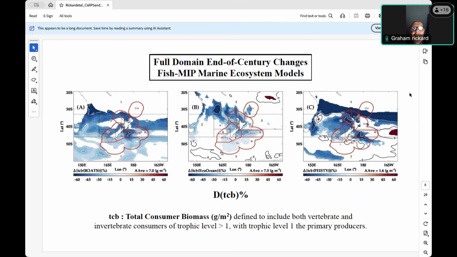So these are three examples of FishMIP models that we examined, and what we show here is what's called the total consumer biomass, which is just a measure of how much matter is in the system in the higher parts of the trophic system. And what you can see in each of these is that they're all blue, and the blue means that they're all reduced. So regardless of the model and regardless of how they do their parameterizations, they're all showing that by the end of century, there are quite significant reductions in all the systems.